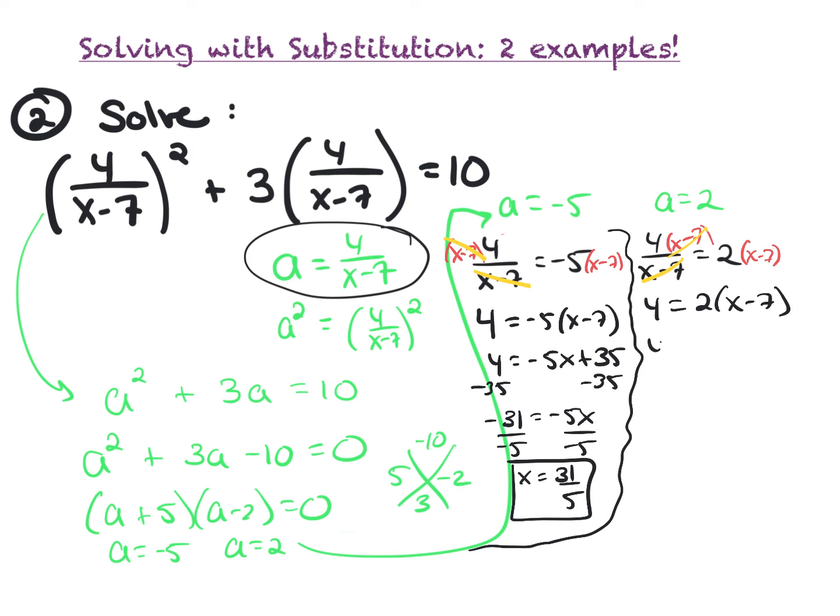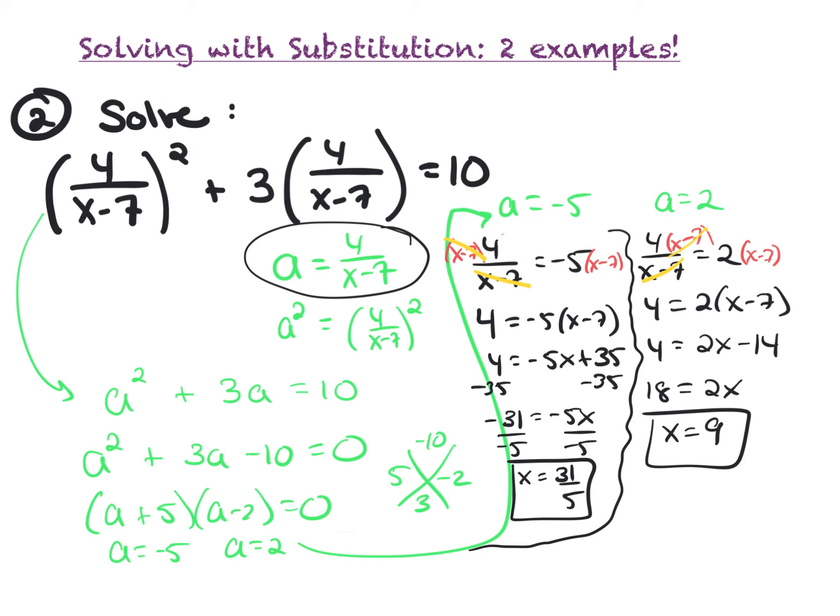Distribute the 2 through, so we have 4 equals 2x minus 14. And then we can add that 14 to both sides. 18 equals 2x. And dividing by 2, this is much nicer than the last one, x equals 9.